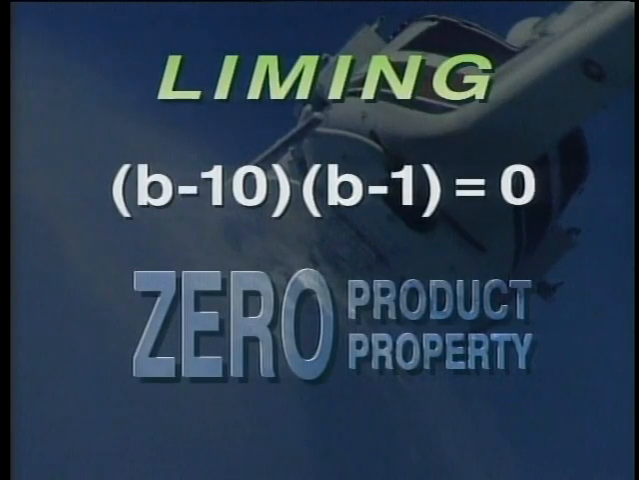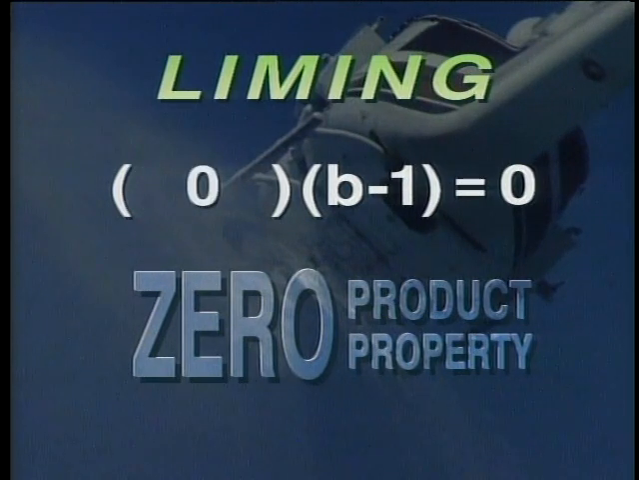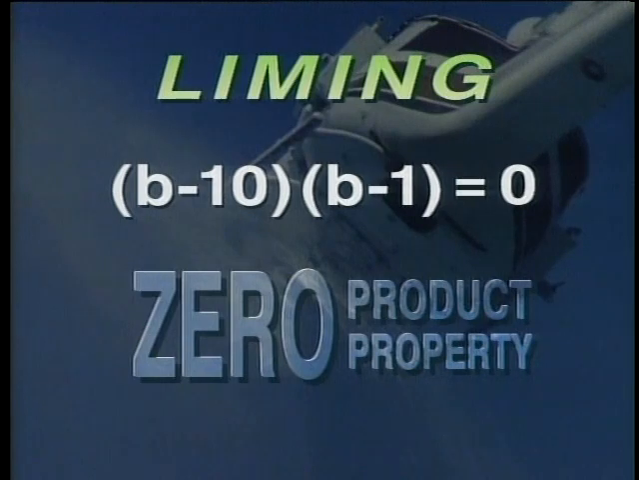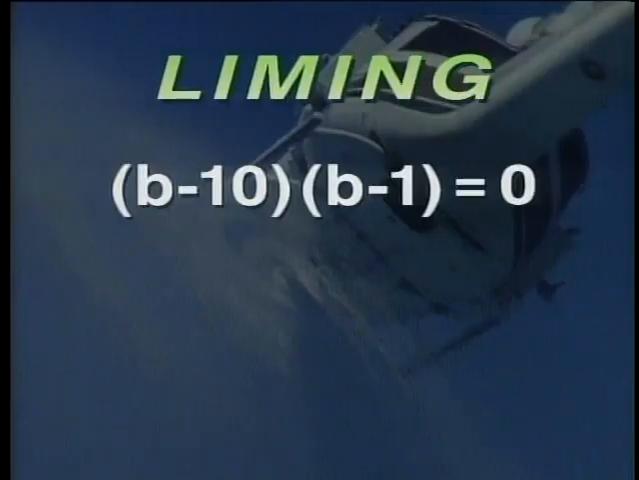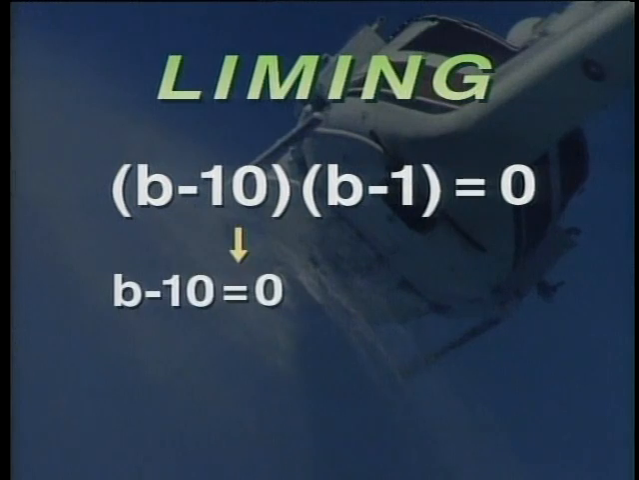Here's our factored equation. If b minus 10 is 0, we get 0 times b minus 1, which is 0. Or if we look again, and instead b minus 1 is 0, we get b minus 10 times 0, which is 0. So to find the solutions to our equation, all we have to do is figure out when each of the factors equals 0. We want to know when b minus 10 equals 0 and when b minus 1 equals 0. These are just two linear equations, and these we know how to solve.